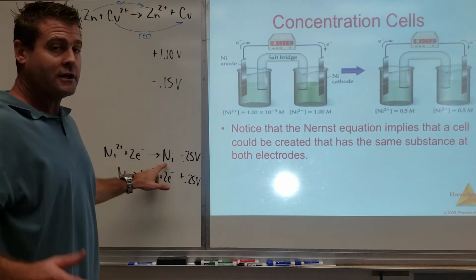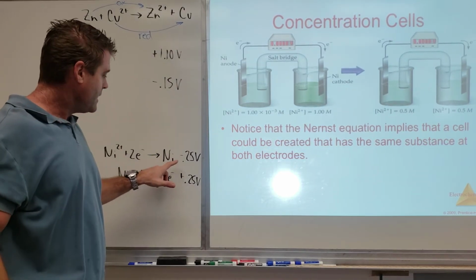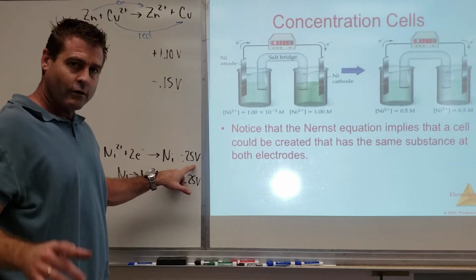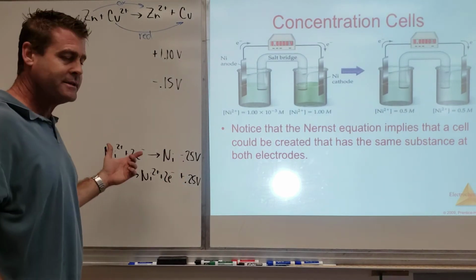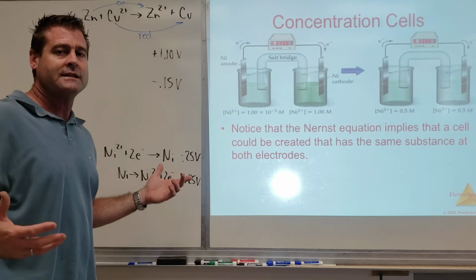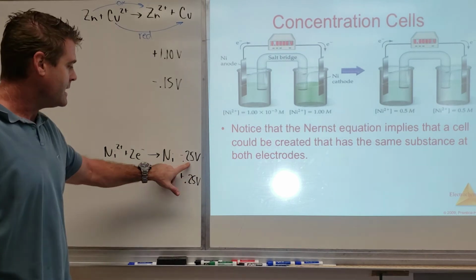So what would I do? I would look up my reduction potential chart. You guys remember that chart? And we'll find that it's got negative 0.25 volts. Once again, that's not surprising, because you guys remember what we said: metals tend to be oxidized rather than reduced, so it's negative 0.25.